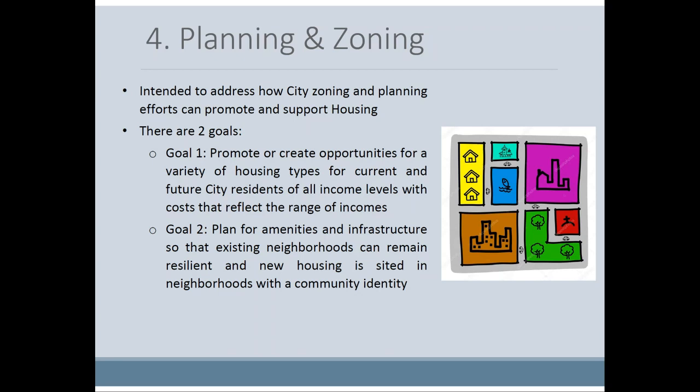So for planning and zoning, this section really is intended to address how city zoning and planning efforts can promote and support housing. There are 2 goals: promote or create opportunities for a variety of housing types for current and future residents of all income levels, with costs that reflect the range of incomes. And the second goal is to plan for amenities and infrastructure so that existing neighborhoods can remain resilient and new housing is sited in neighborhoods with a community identity.